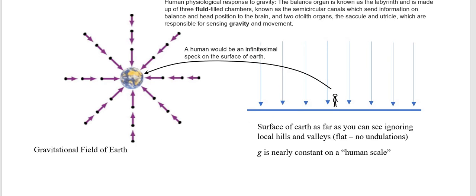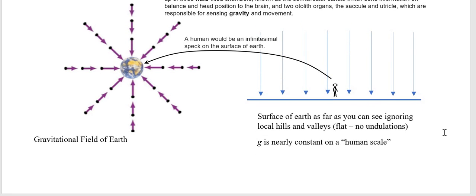But anyway, let's look at what you were doing in the first semester when you used g as constant. Think about it. Here's a human right here, and we would just be an infinitesimal speck compared to the Earth. The Earth is huge, right? I mean, you wouldn't be able to see the speck. And so basically this curvature here, in our local view, is just flat. If we ignore any undulations from hills and valleys, it's just a flat Earth as far as we can see.